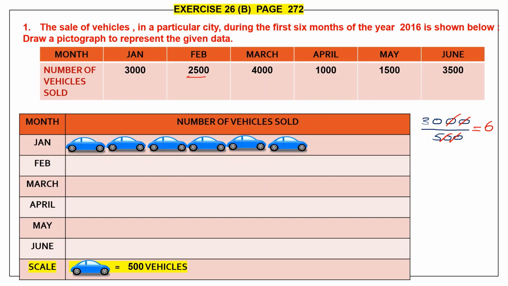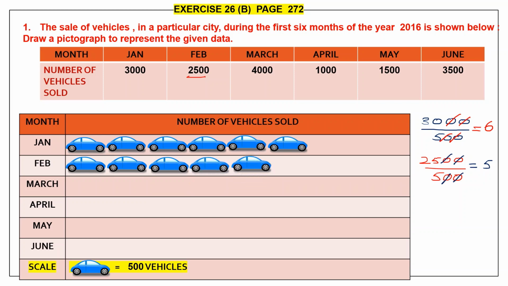February has 2,500. That means how many cars should we have? 2,500 divided by the scale, which is 500. Let's cancel the zeros. When you cancel zeros, you get 25 divided by 5. 5 fives are 25. So we have to draw 5 cars for the month of February, each one representing 500 vehicles. So let's have 5 cars here: 1, 2, 3, 4 and 5. So in the month of February, we have 5 cars.